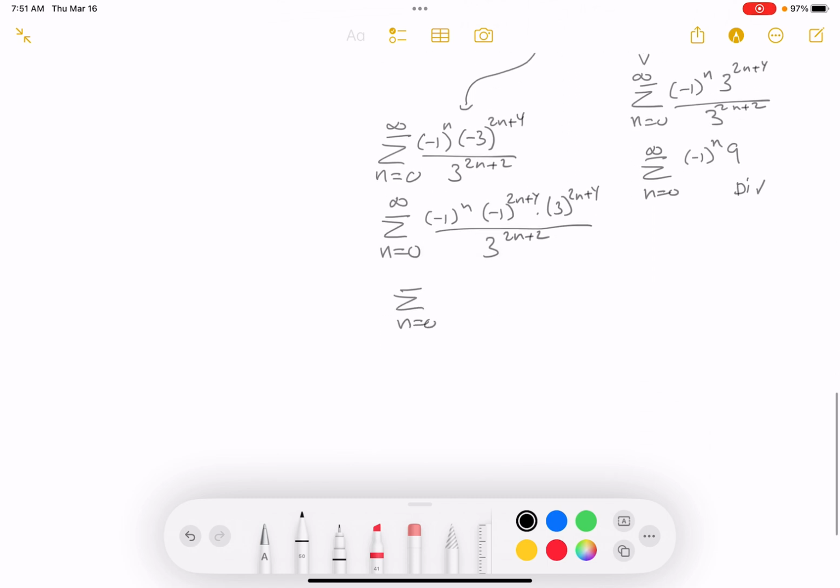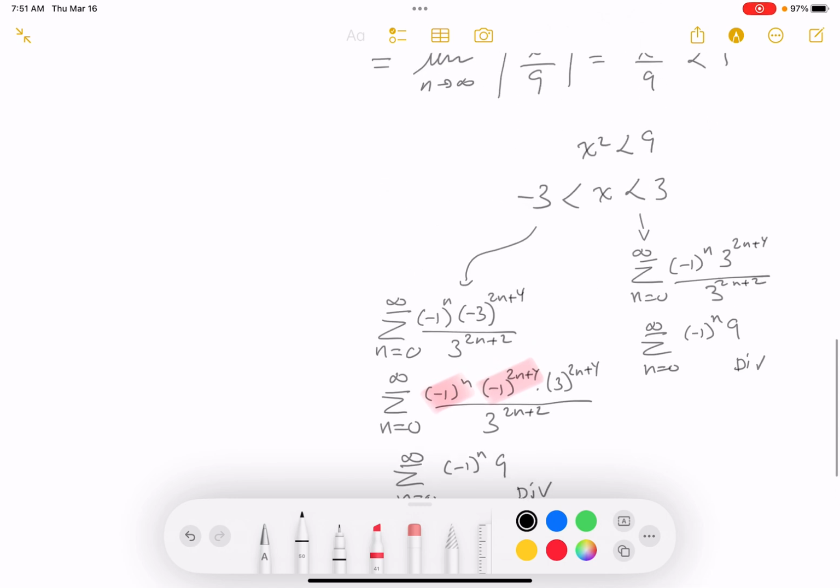N equals 0 to infinity. This is still there, and this over here is always going to be an even power of minus 1, so that's just simply 1. So I'll write that down now. I'm seeing minus 1 to the n. And the 3 to the 2n plus 4 divided by 3 to the 2n plus 2 is just going to be a 9 again. So what do you know about this one? Also divergent. So I'm not going to include those points.